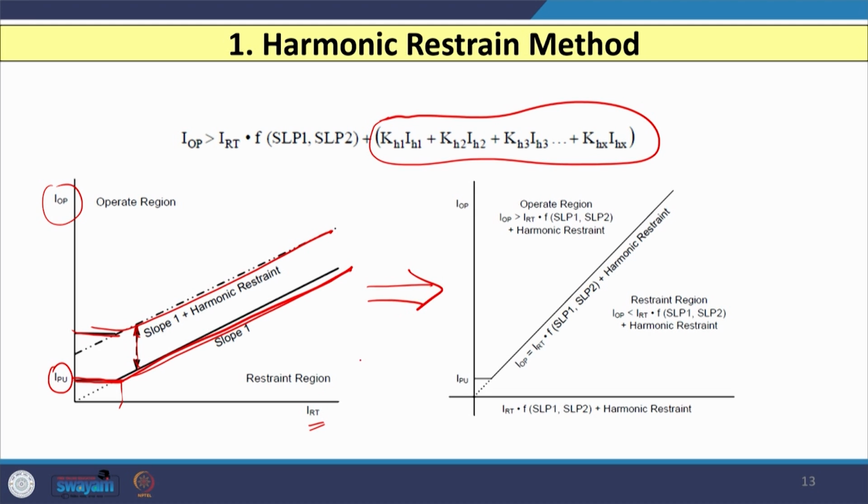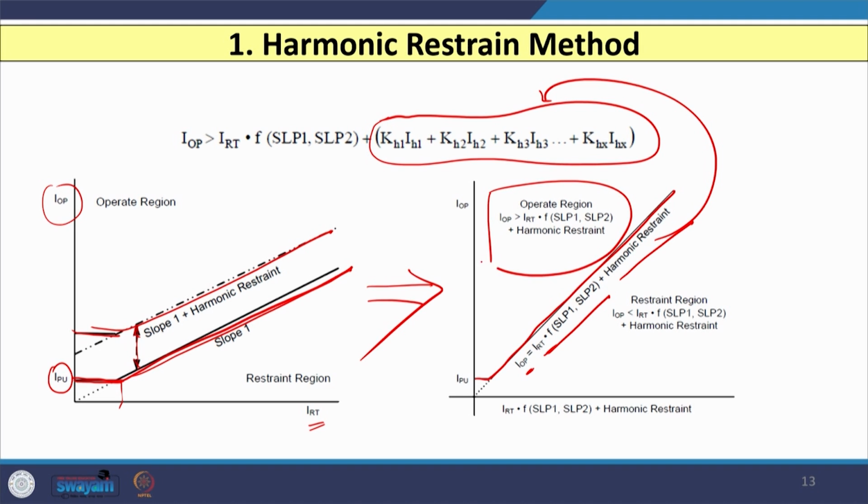So, if I consider operation on this slope, the operating current should be equal to the restraining current with slope values plus harmonic restraint values, which is given by this equation. In this region, your operating coil current is greater than the restraining current multiplied with slope values plus harmonic restraint, whereas in the lower region below this line, the operating coil current is lower than the restraining current multiplied with slope values plus harmonic restraint.